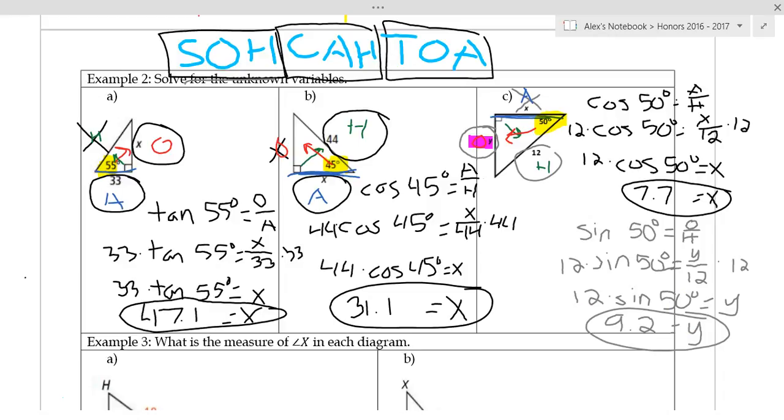Alright, that's all we're going to look at for today. So pretty much all we were doing was writing trig ratios and then solving for the variable.